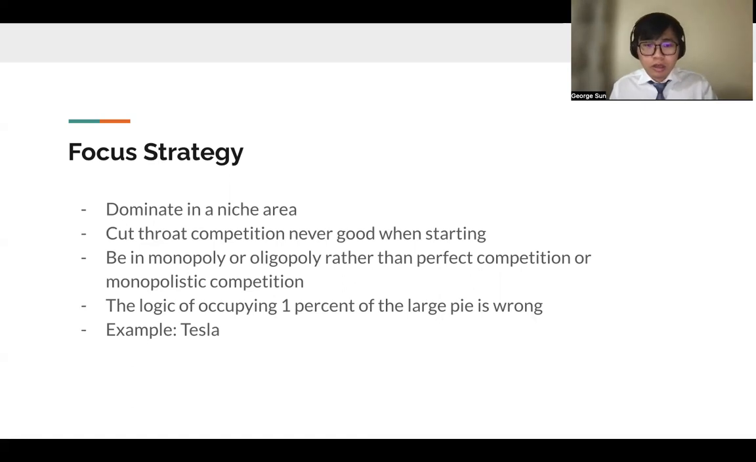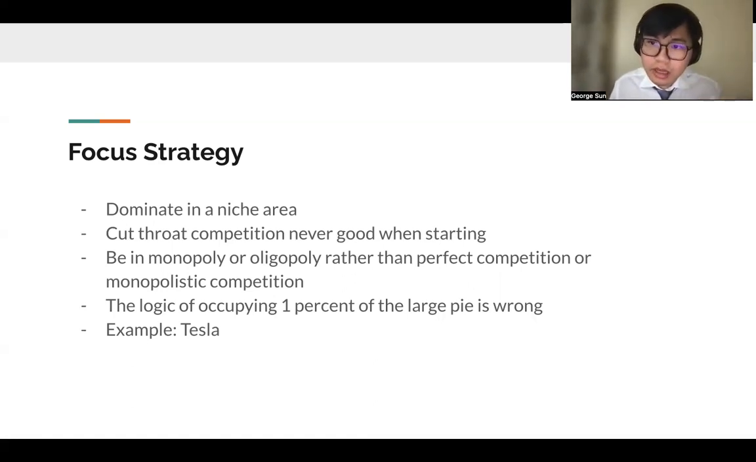So of course, there is the logic that, oh, occupying 1% of a 100 billion market cap is great, but this logic is wrong. It's sad to tell you. I wish it's true because everybody is just trying to get that 1%. And when everybody is in that competition, you have to set your price the same as your competitors. You can't raise your price, else you're just going to go out of business. So you are making no profit in perfect competition and minimal profit in monopolistic competition. So don't do those businesses.